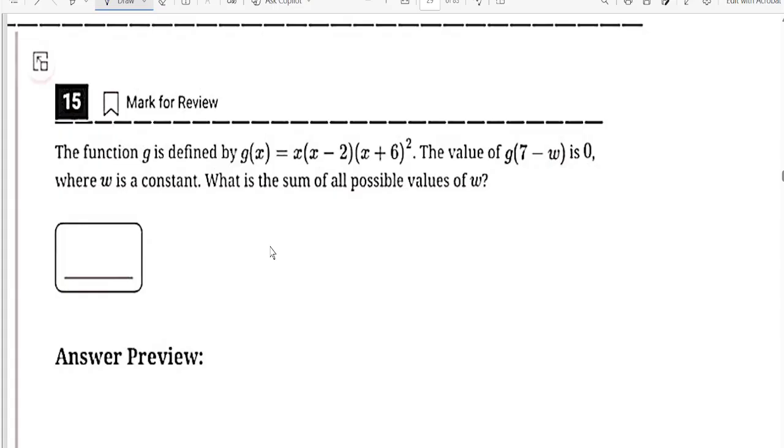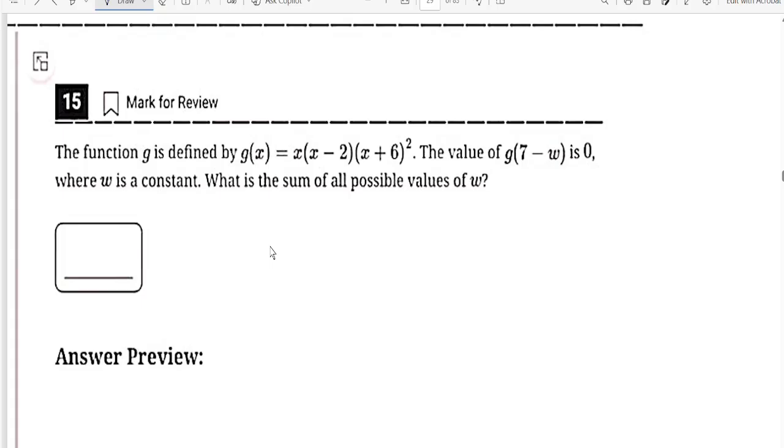Let's see the next question. So we are given a function, and as you can see there is a constant in the function, which is w, right? This w is a constant. What is the sum of all possible values of w? Okay, so we have to find all possible values, sum. Okay, let's see how we are going to do it.